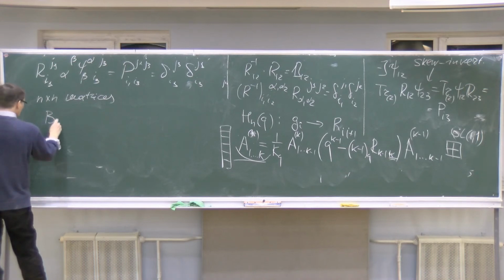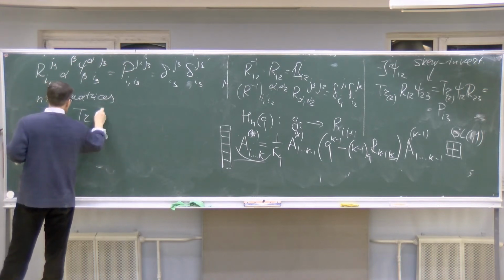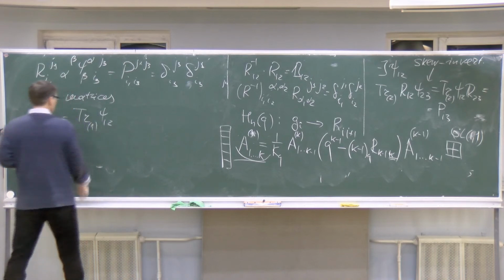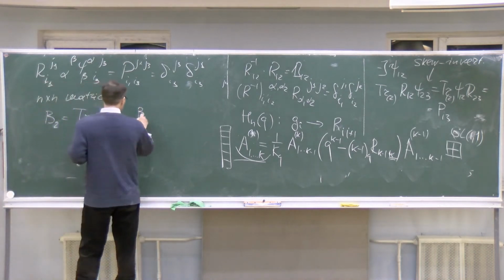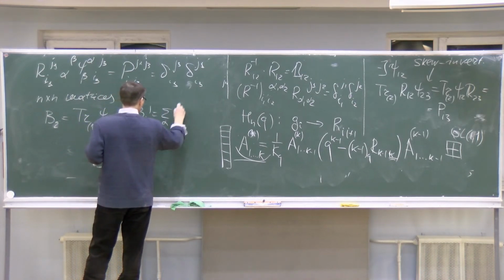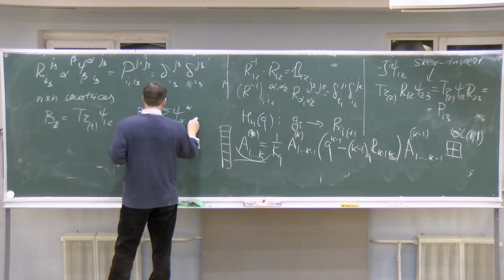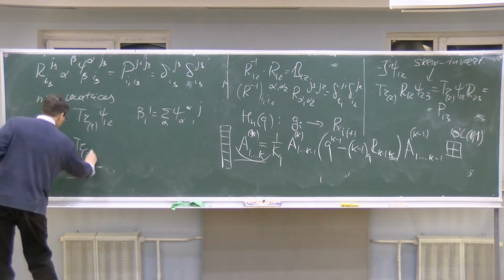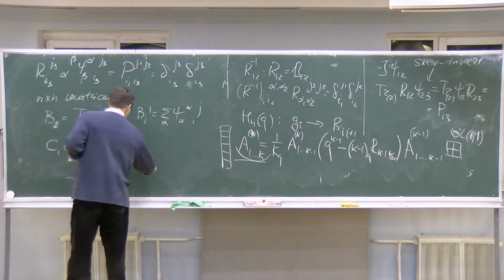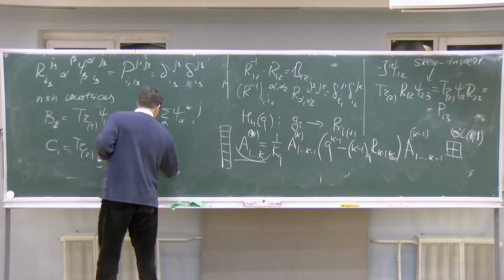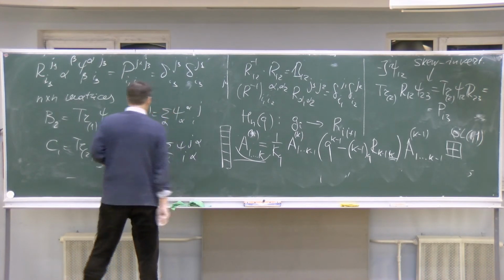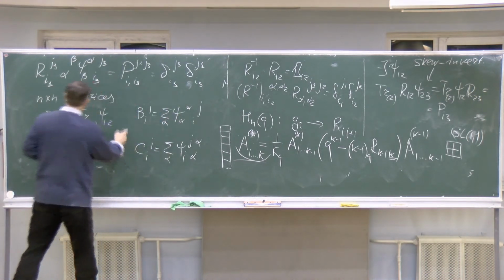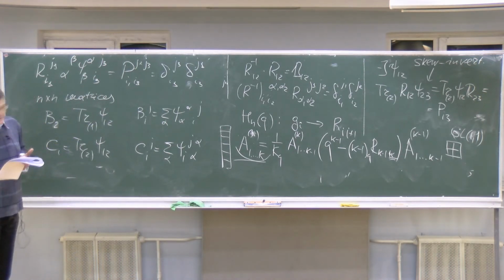Let me define B1. This is a trace of psi B2, trace of the first space. So Bij is just the sum over alpha of psi alpha alpha Aj. And the matrix C1, trace over the second space, so Caj is equal to... if I have such a matrix psi, I can define such n by n matrices.